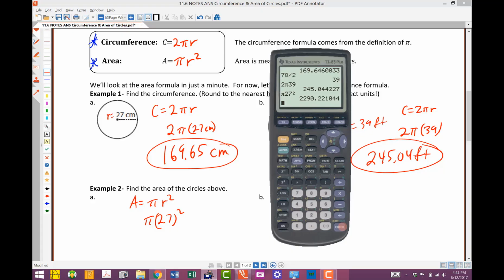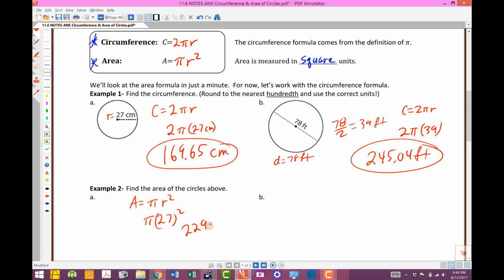2290.221 and so on. So it's either going to be 0.22 or 0.23, and to figure out whether we change it, we look past here. This is just a 1, so we're going to leave it 0.22, so it's 2290.22. Now I'm going to leave some space to put the units on here. Remember, this is measured in square units. This was centimeters, so we would have squared those centimeters, so this is going to be centimeters squared, and there's our answer. Okay, next one.